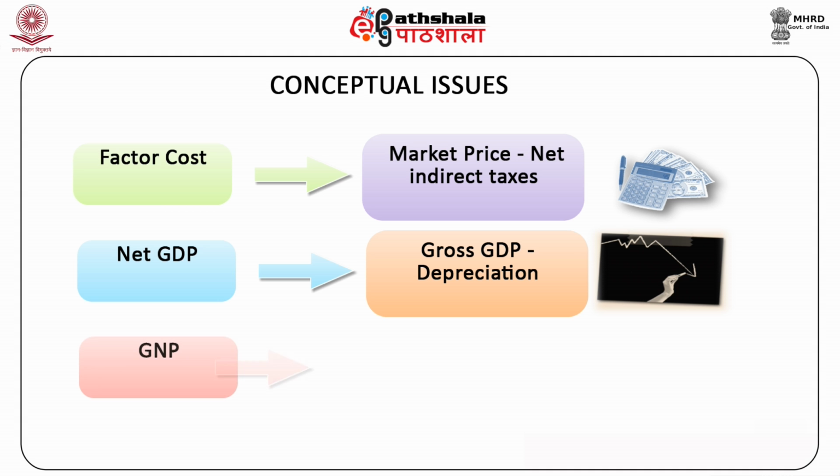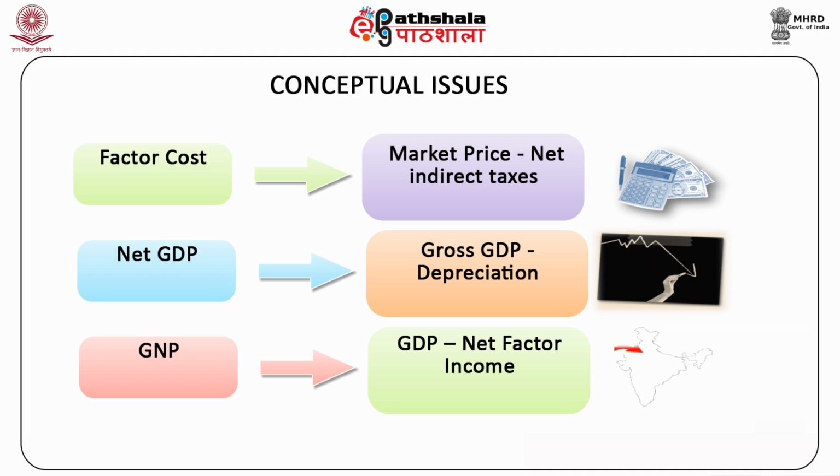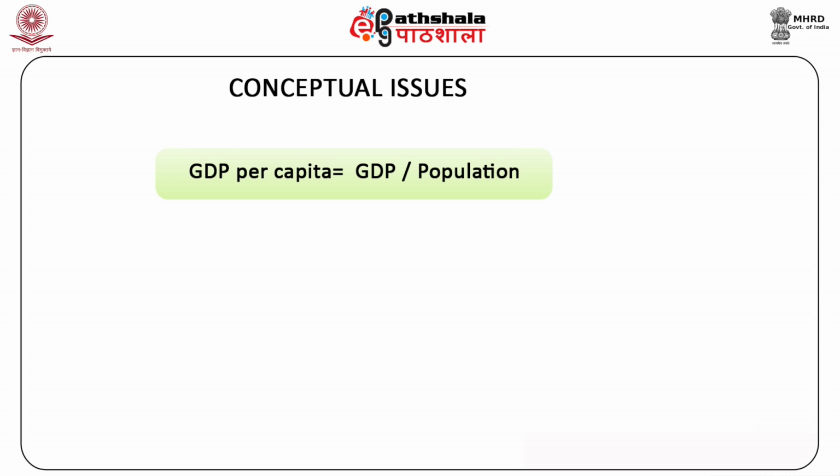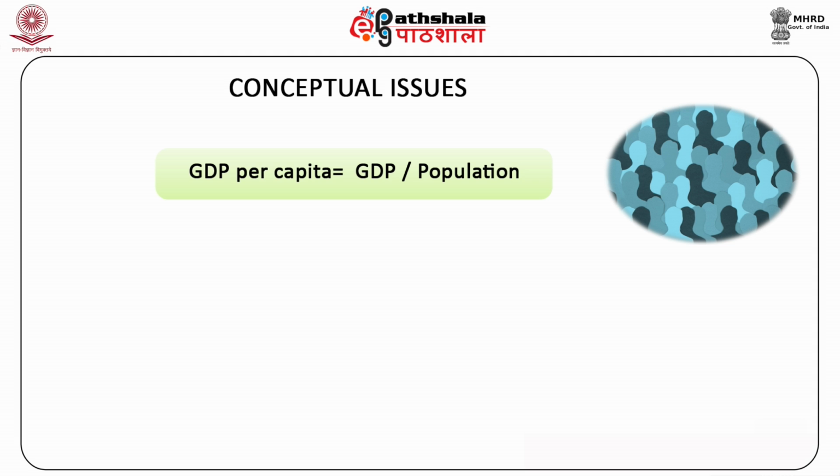Next is the distinction between domestic and national products. The difference between the two is net factor income from abroad. GDP is obtained by subtracting NFI from GNP. GDP per capita is a country's GDP divided by the country's population. That is, GDP per capita is equal to GDP divided by the population.